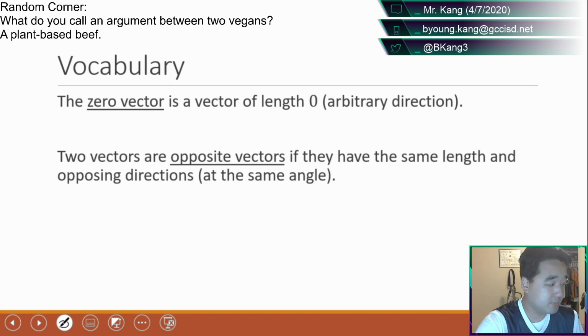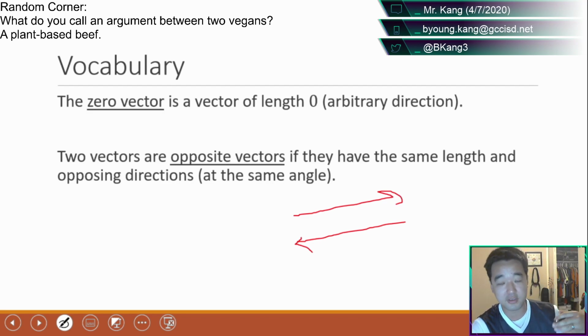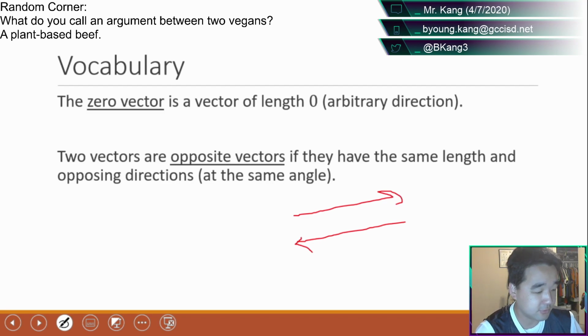More vocabulary. The 0 vector is a vector with a length or a magnitude of 0. It technically still has to have a direction, but who cares, because it's 0 long. You can't see it anyways. 2 vectors are opposite if they are the exact same length, but the arrowhead points in opposite directions. So parallel to each other. And they have to be parallel, because if they're facing opposite directions, they would be 180 degrees opposite of each other in terms of angles, or pi radians.